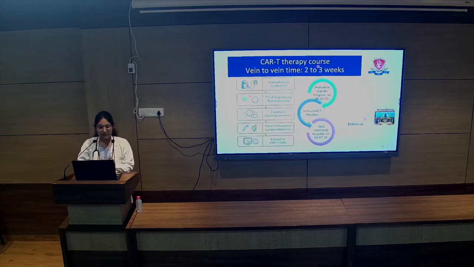So the CAR T therapy course, which took around 2 to 3 weeks: leukapheresis was done at our center on 30th May 2024. The manufacturing and the expansion was done at ImmunoAct in Bombay, and finally the patient preparation and the infusion of the CAR T cells was done at Tata Memorial Hospital, Mumbai on 8th of July 2024.